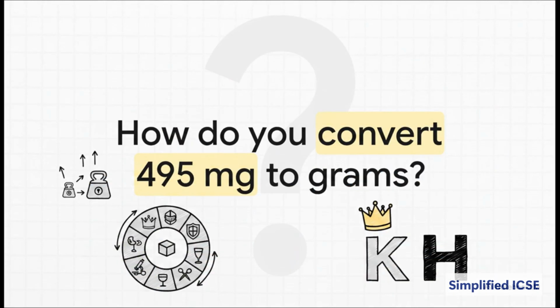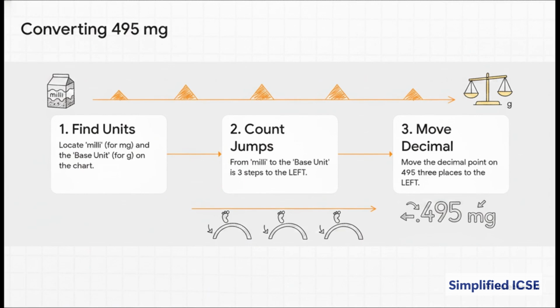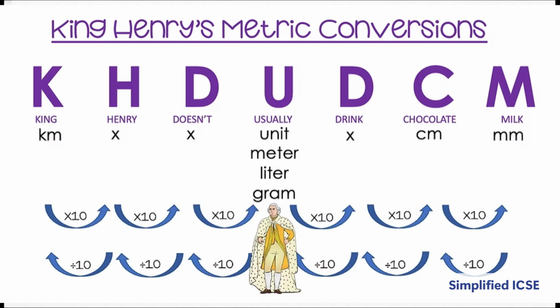Let's do a really common one, going from a tiny unit to a base unit. We've got 495 milligrams, and we need to figure out how many grams that is. So, where do we start? Well, we pull out our new best friend, the King Henry chart. Okay, let's just follow the steps. First, we find our start and end points. We're starting at milk for milli, and we're going to "by" for our base unit, which is grams. So how many jumps is that? Let's count them. 1, 2, 3 jumps to the left.